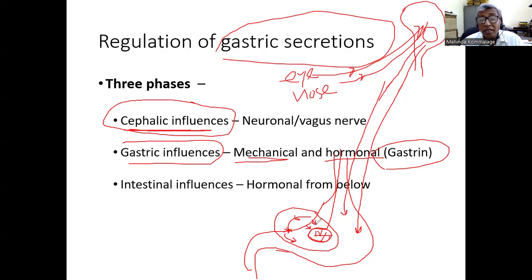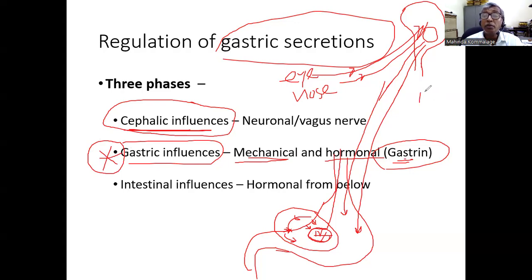When the mechanoreceptor touches the food, it will stimulate secretion of the gastrin hormone. Gastrin is a hormone, and it will activate and increase the secretion of HCl and some other secretions. So considering the volume or amount of secretion, this is the main influence, right? That means more than the cephalic influence, gastric influence will operate at a higher level to increase the gastric secretion.